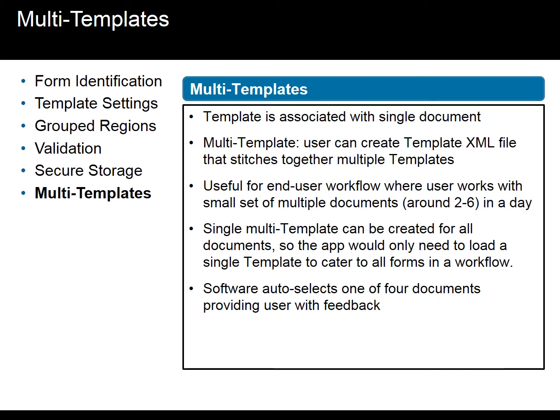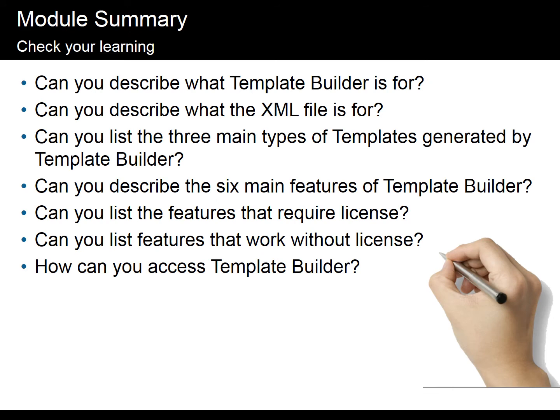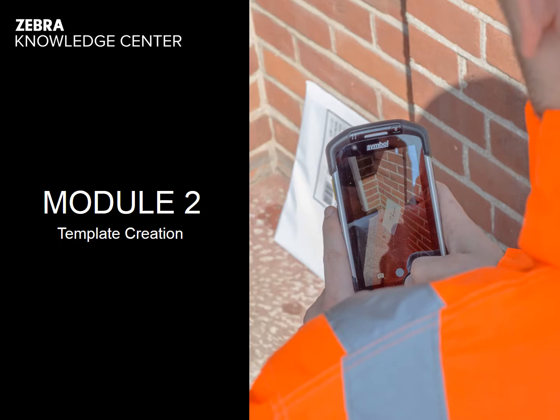The software auto-selects one of the 4 documents, providing the user with feedback as well. This feature is currently in the beta stage. Here's a list of questions that will allow you to determine if you've learned what you needed to learn in Module 1.